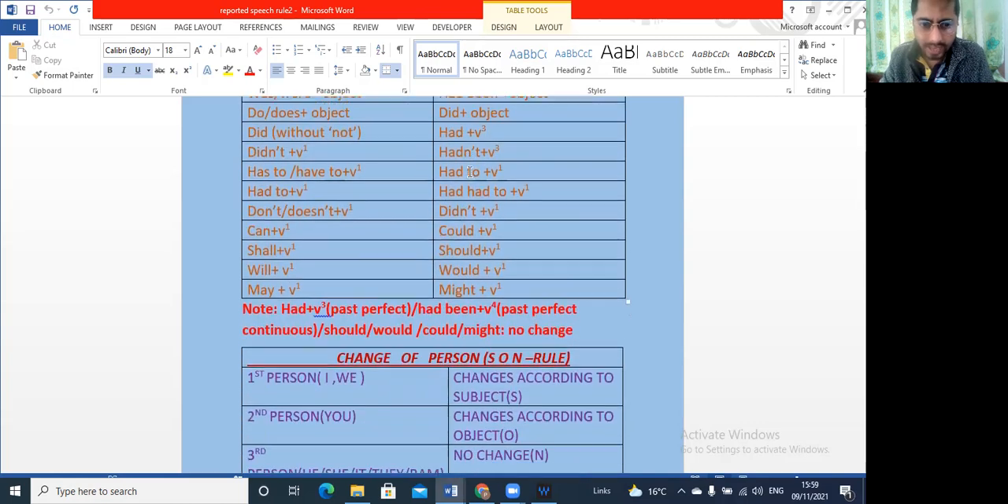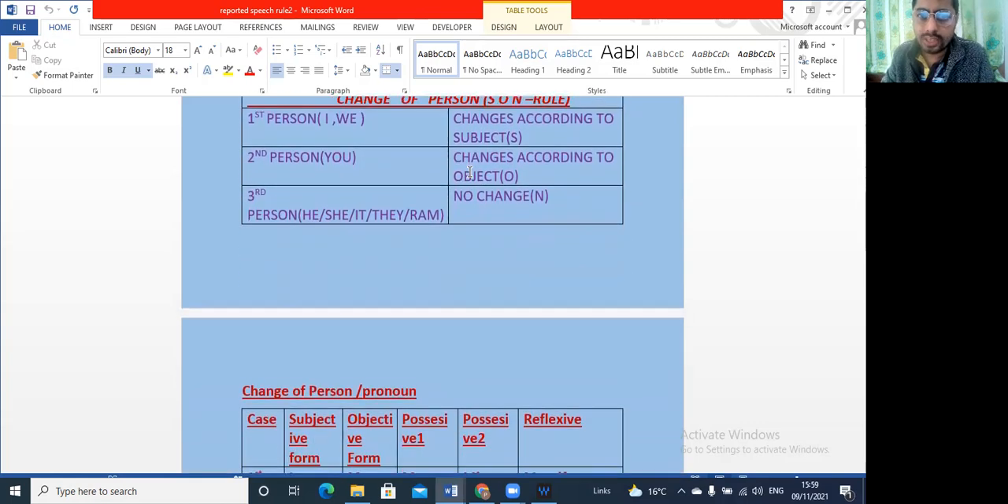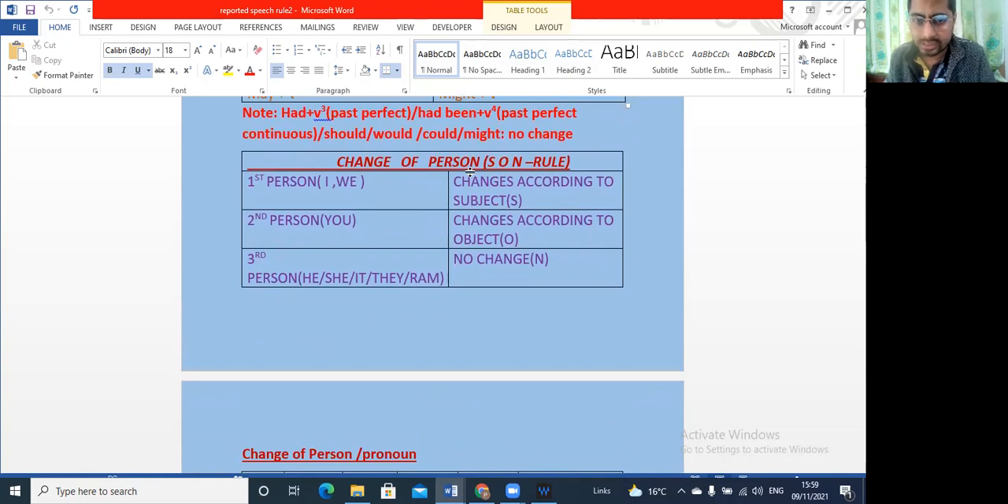Now let's move downside. About change of person, we have already discussed in the previous video, though let's have a short discussion. While we discuss change of person, first person, I or we, is changed according to the subject. That's why S is the first letter. Second person, you, is changed according to the object. That's why the first letter is O.